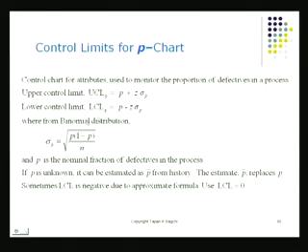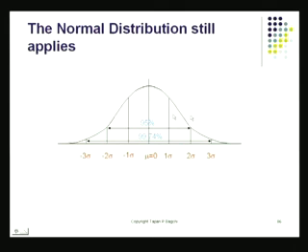In some cases, because there is a negative value there, it's possible that the lower control limit may turn out to be negative. And of course, defects can't be negative, so we make this equal to 0. If this quantity is negative, the convention is to make it equal to 0.